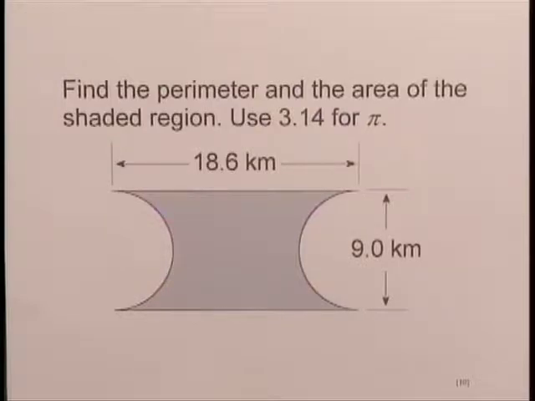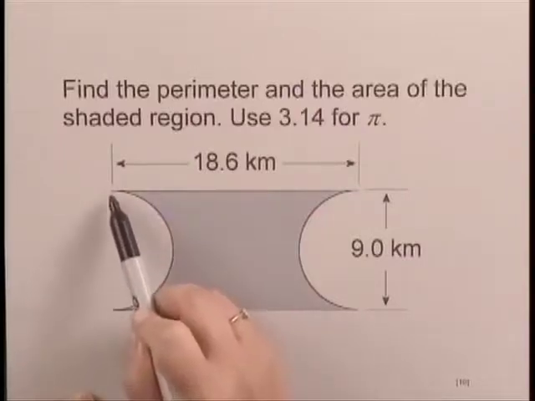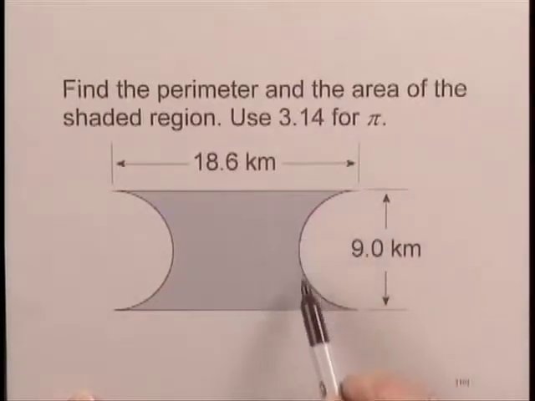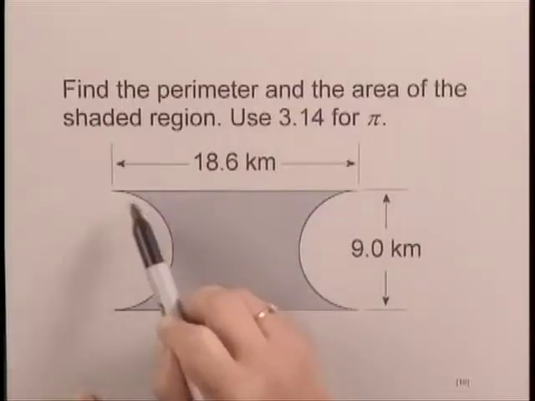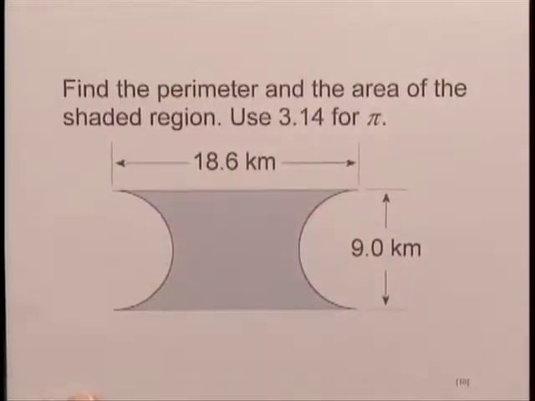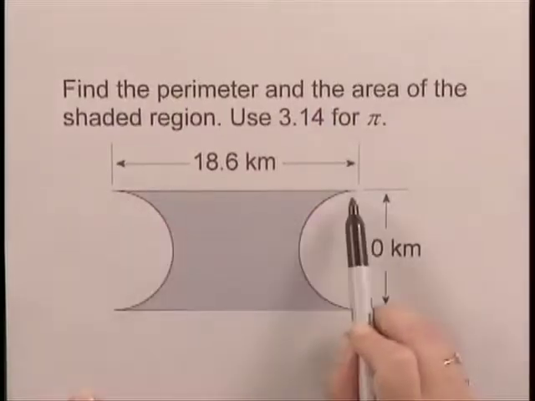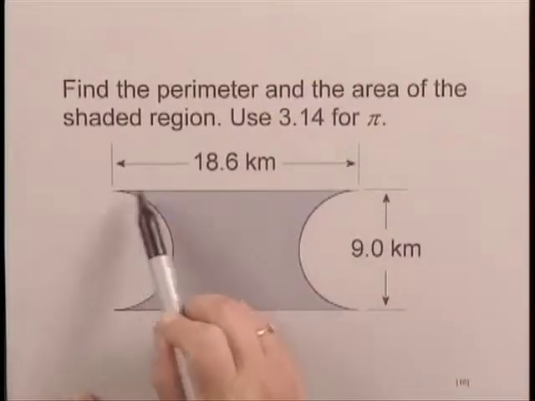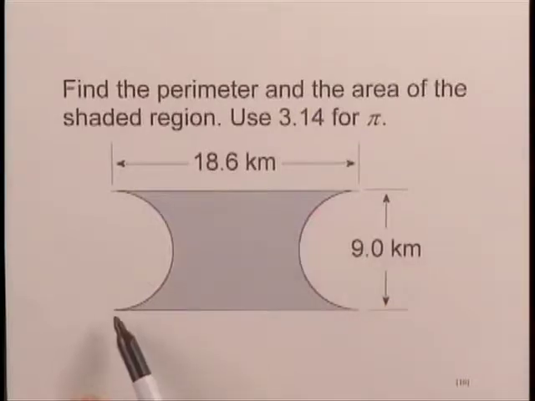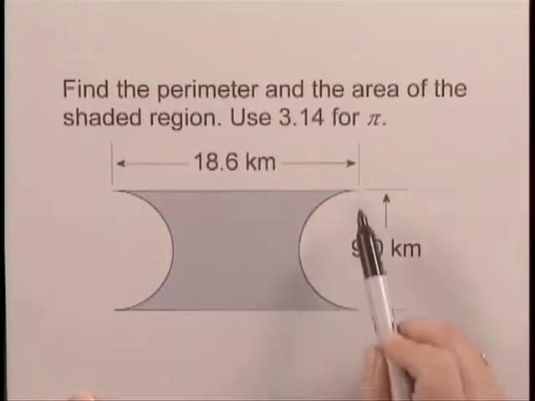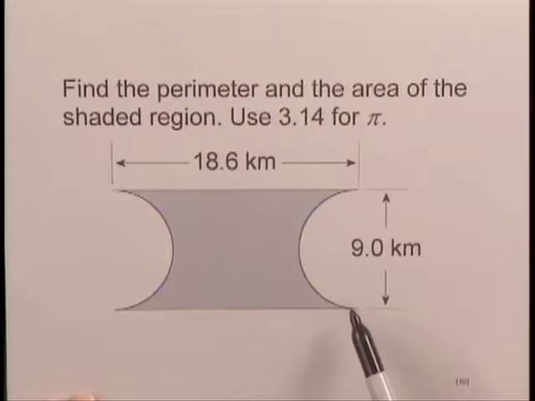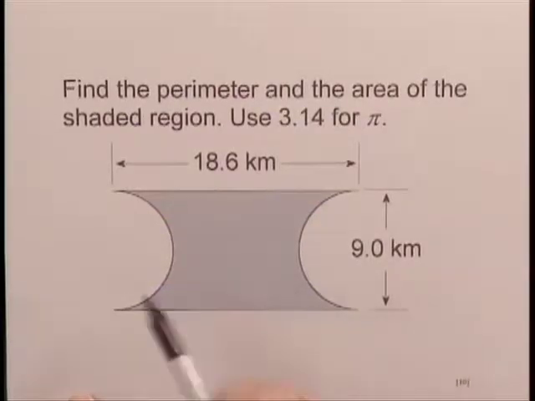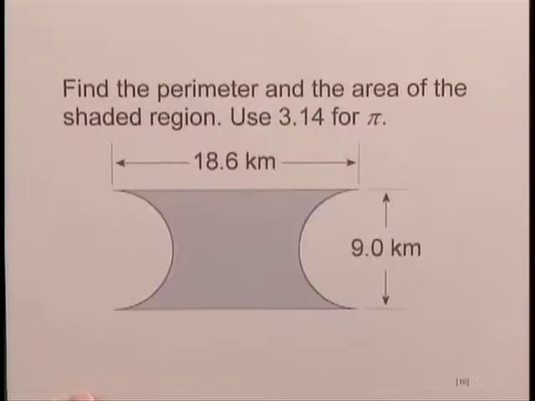So in order to find the perimeter, let's think of walking around the shaded region here. We walk across here, through here, across here, and through here. The key to finding this perimeter is to notice that this length is given, and this length is the same length, and each of these curves is half a circle. So if we add 18.6 kilometers, 18.6 kilometers, and 2 halves of this circle, which together make a complete circle circumference, we would have the perimeter of this region.